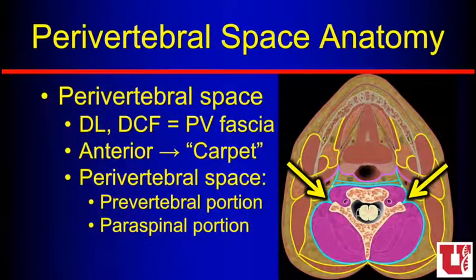So next we have the perivertebral space. And again, we think about this as having different portions, a prevertebral portion in front of the vertebral body and a paraspinal portion posterior to the vertebral body. To the surgeons, this is the carpet.